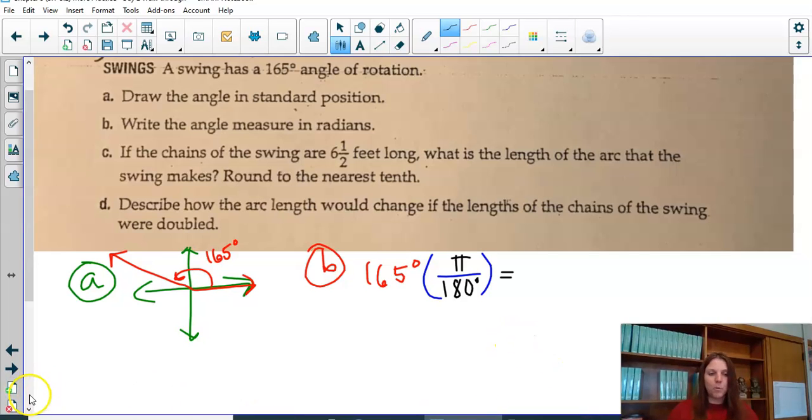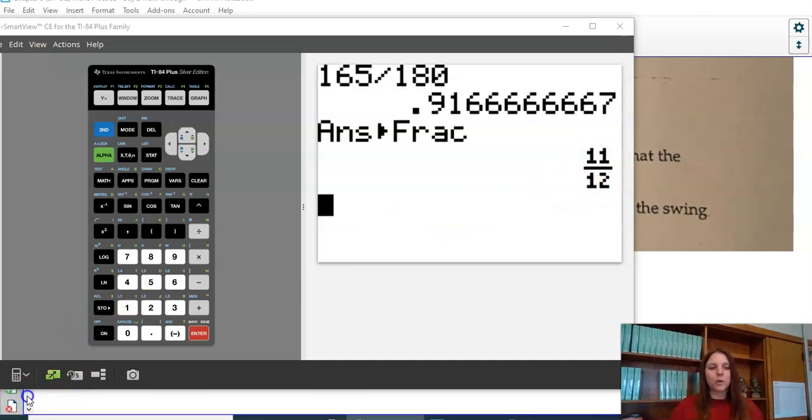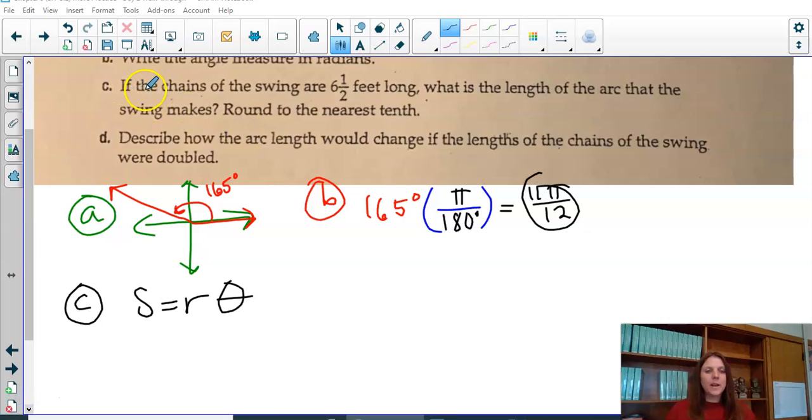So don't put pi in your calculator. You should see that I reduced it and I ended up with 11 over 12. So this would be 11 pi over 12. Okay, so now take a look at letter C.